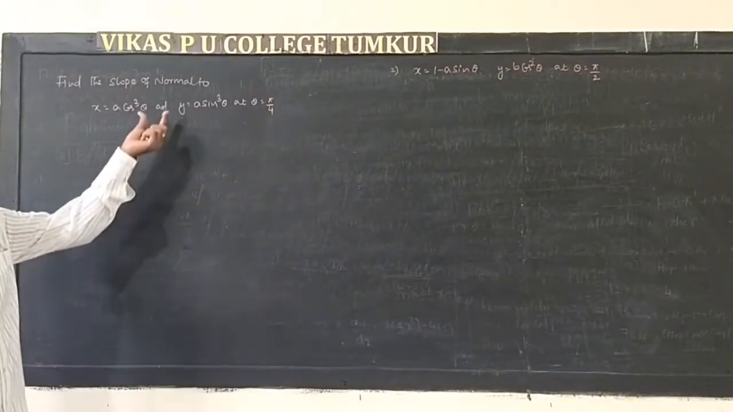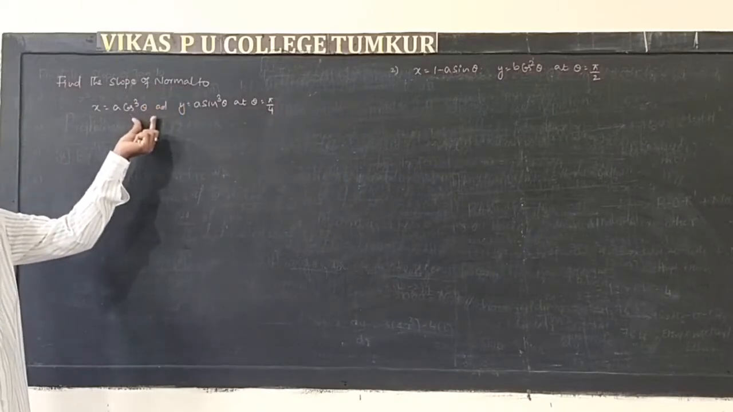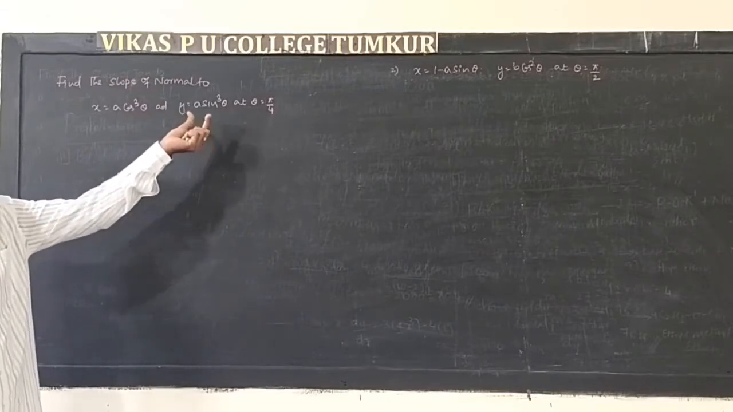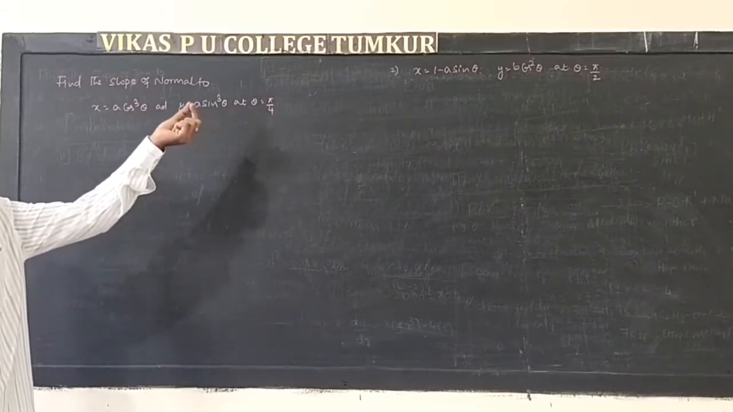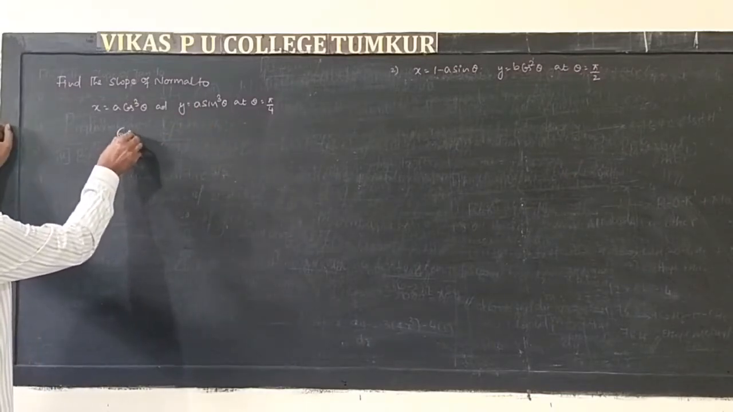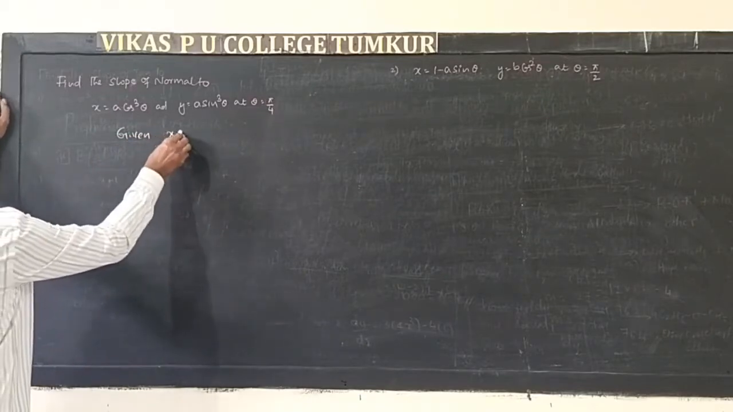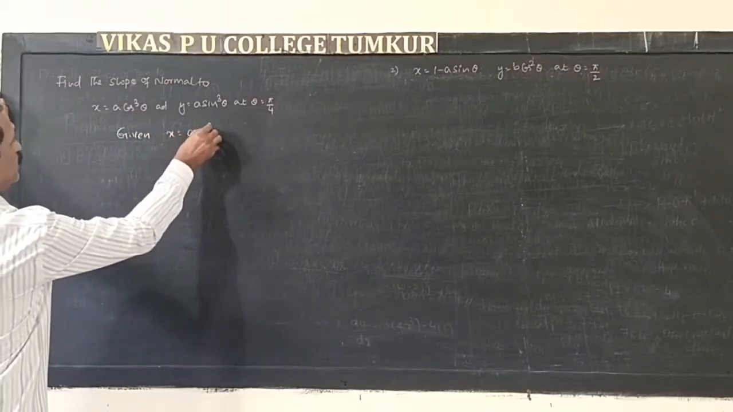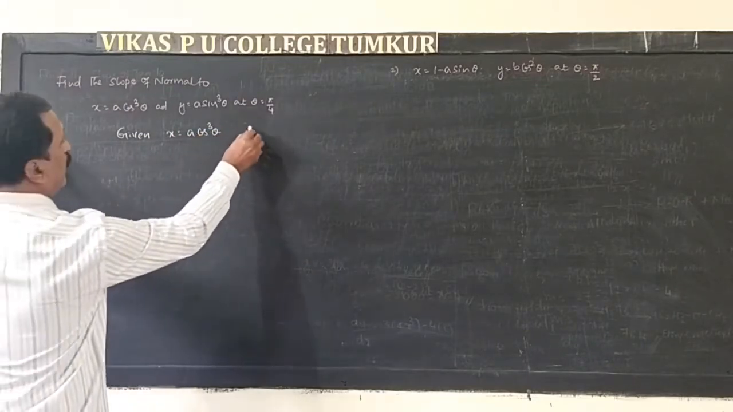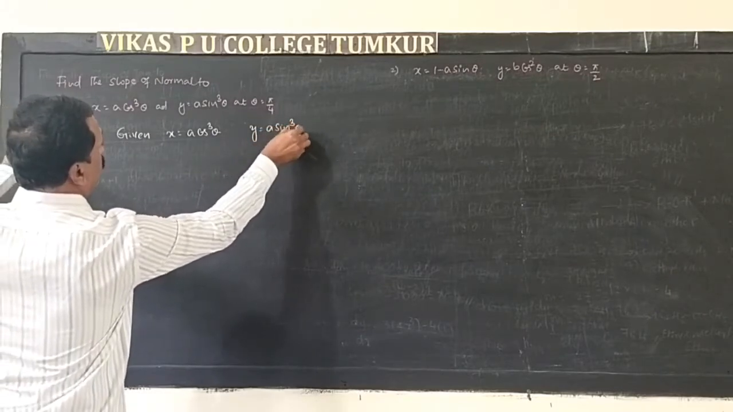I want to find the slope of normal to the curve, which is in parametric form: x is equal to a cos cube theta, y is equal to a sin cube theta, at theta is equal to pi by 4. So what is the given problem? Check, what is given here? x is equal to a cos cube theta. Correct enough? And what is the value of y? y is equal to a sin cube theta.